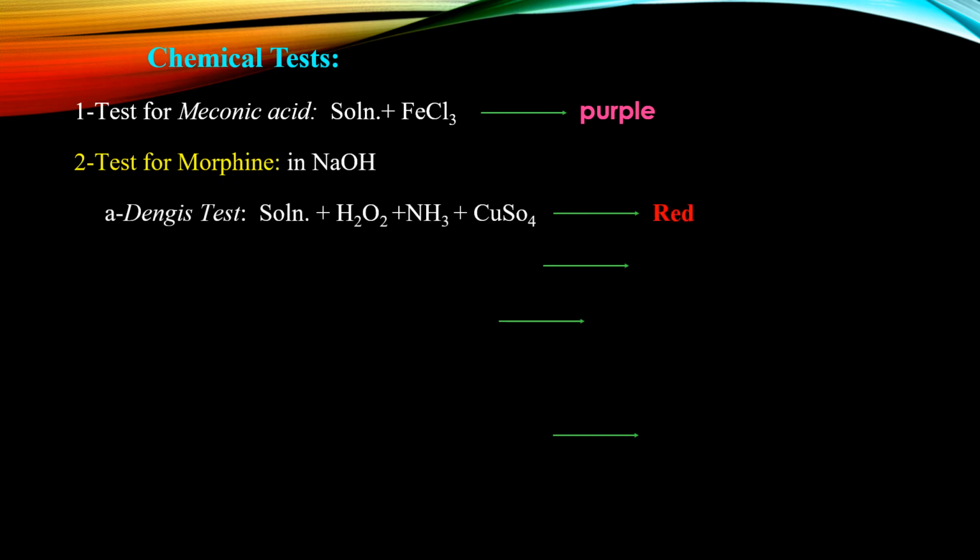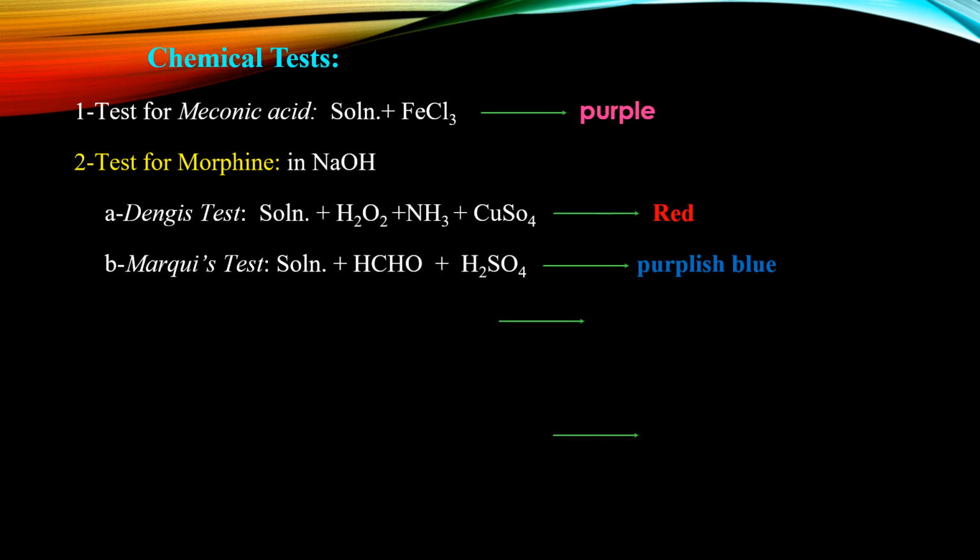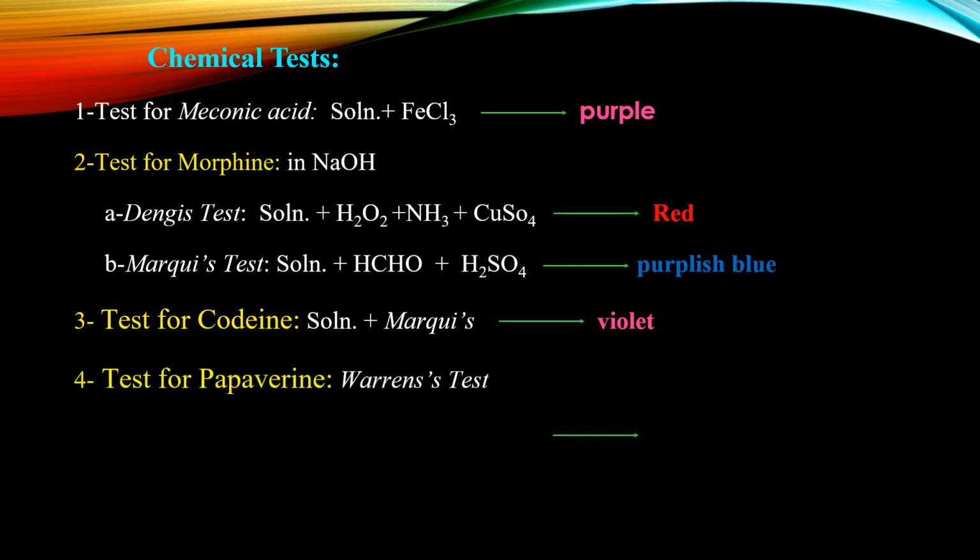Test for morphine: extract or powder in sodium hydroxide. Addition of the solution extract to hydrogen peroxide, ammonia solution, and copper sulfate produces a red color. This is known as Denigès' test. Marquis test: extract in sodium hydroxide and formaldehyde, then add sulfuric acid, which will produce a purplish blue color. Testing for codeine: extract and Marquis reagent will produce a violet color.